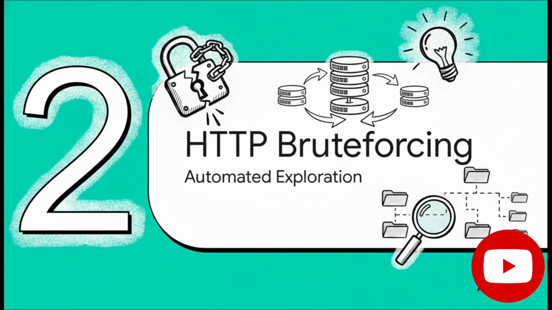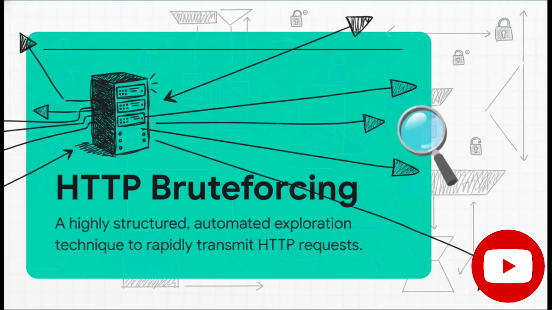Which brings us to the solution phase in Section 2, HTTP brute forcing explained. Now, HTTP brute forcing, which is frequently called web directory fuzzing or content discovery, is definitely not about blindly guessing what a web server contains. That's a huge misconception. It's actually a highly structured, automated exploration technique. An analyst will use a utility to rapidly transmit hundreds of thousands of HTTP requests to a target server, and they meticulously change the path suffix with every single attempt.